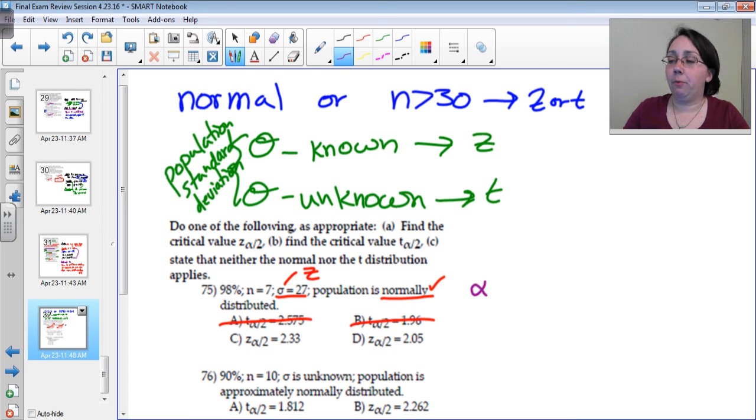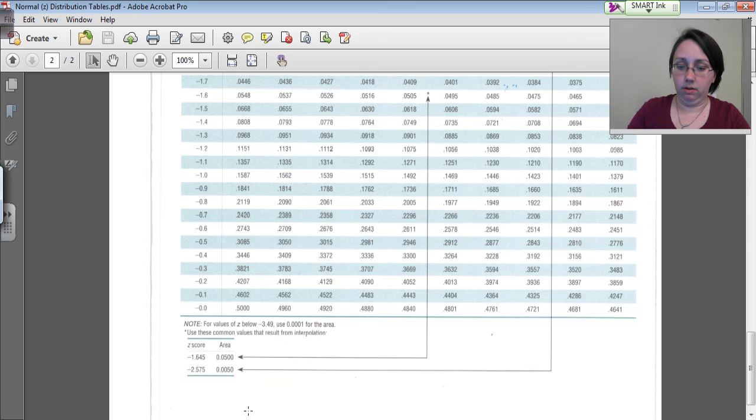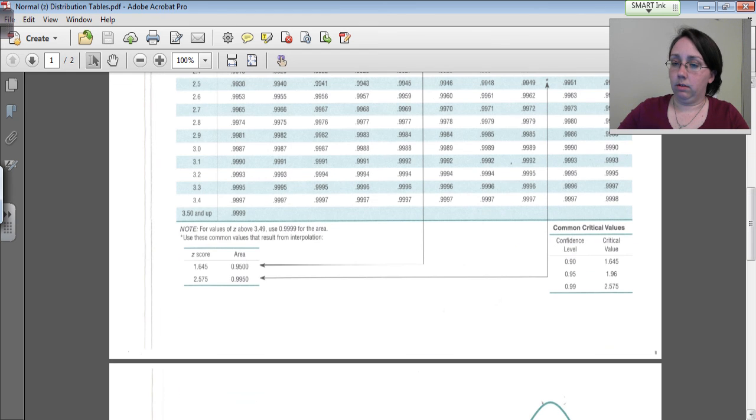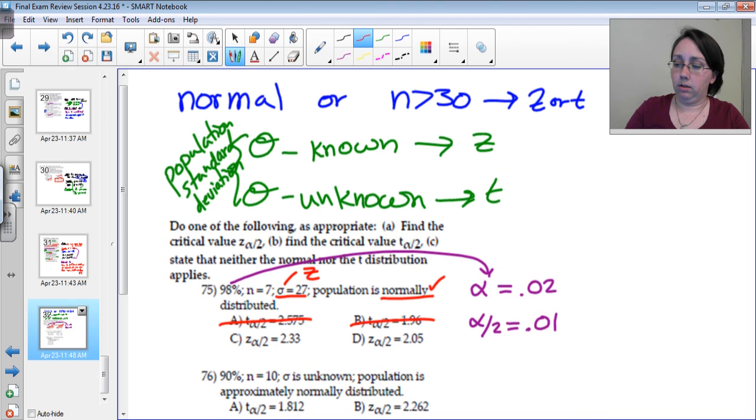All right, you get your alpha. Alpha comes from the 98%, so what do we get? 0.02. And we need alpha divided by 2. And which one of those is for 0.01 area? Not too far. 2.33 is correct. Are we okay with that?